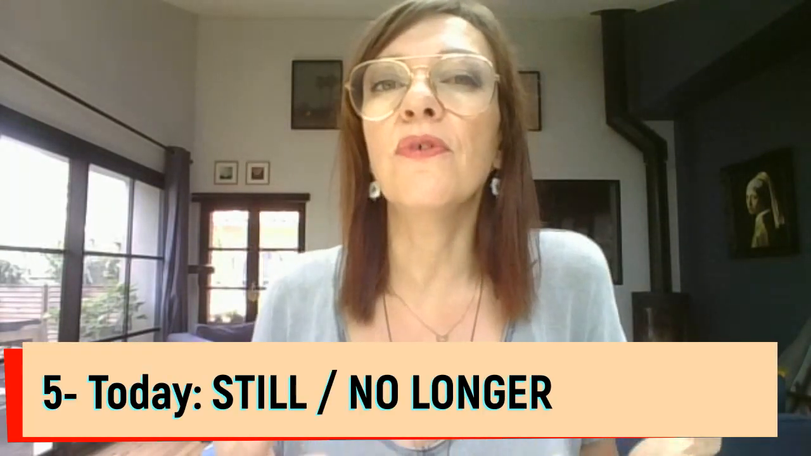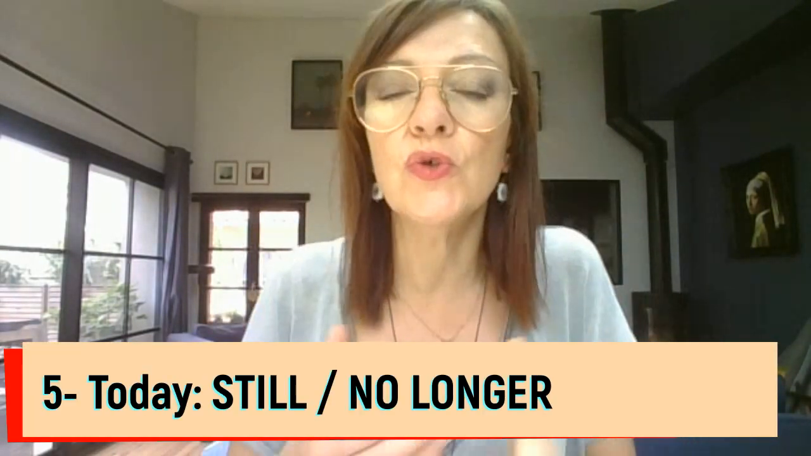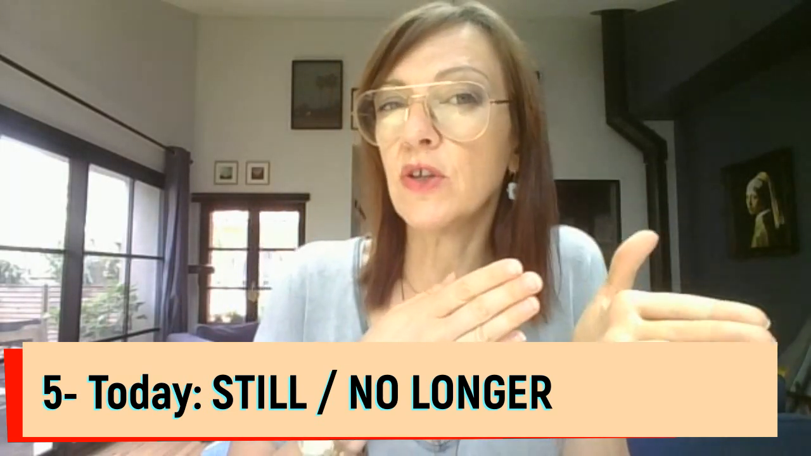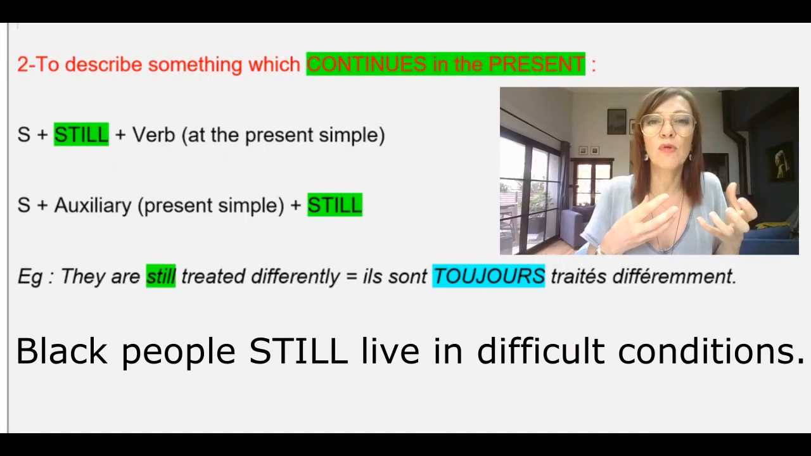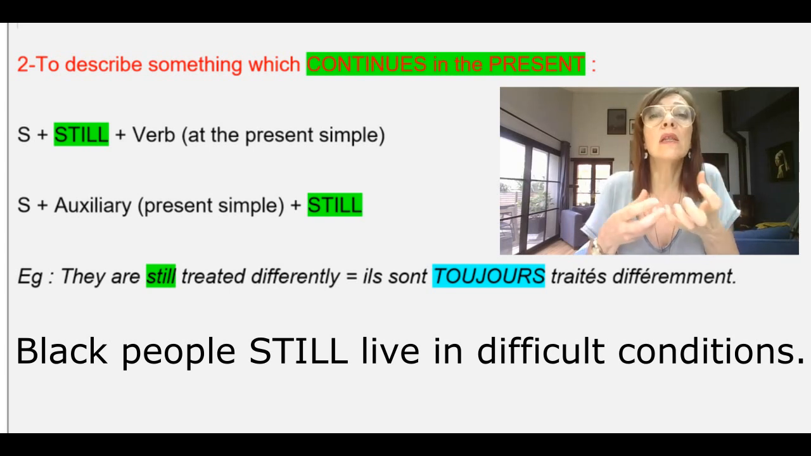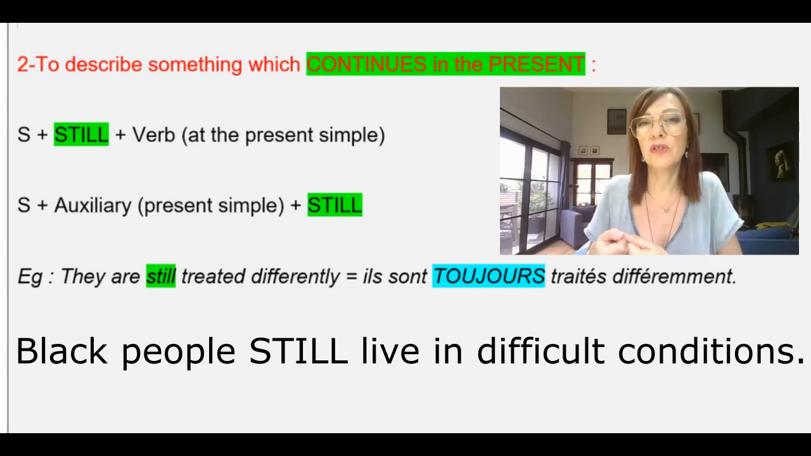After we finished talking about Martin Luther King, we compared the past and the present because we wondered if Martin Luther King's dream had come true today. And for this, we used 2 expressions. One to say if it continued, with the word still. For example, we could say that black people sometimes still live in difficult conditions.